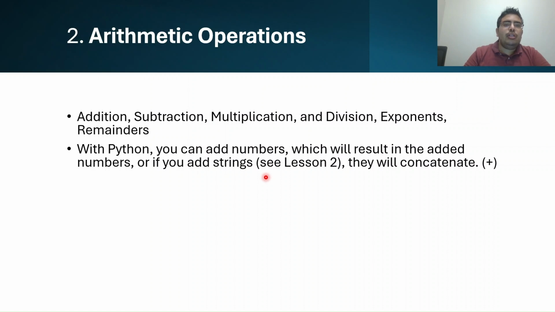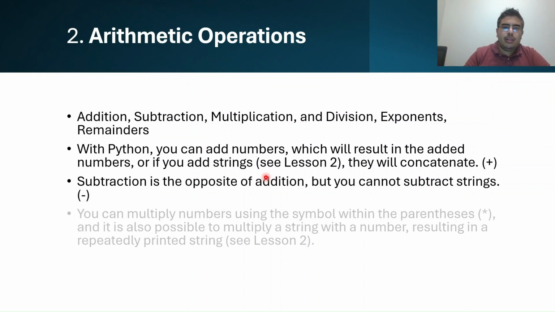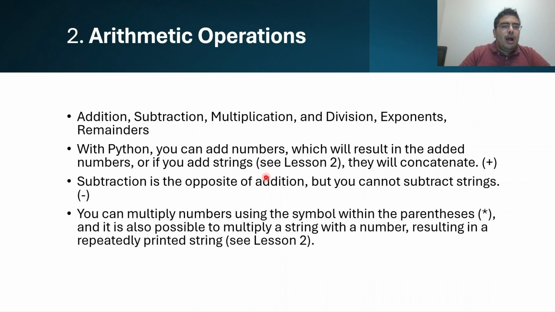in lesson 2, but here you can add numbers. Subtraction is the opposite of addition, and you'll see all this during the coding section. Subtraction is the opposite of addition, but you can't subtract strings. So bummer about that. You can multiply numbers using the symbol within the parentheses. In this case, it's an asterisk, that little star. If you press shift and then 8, shift 8, that's how you're going to get this symbol.